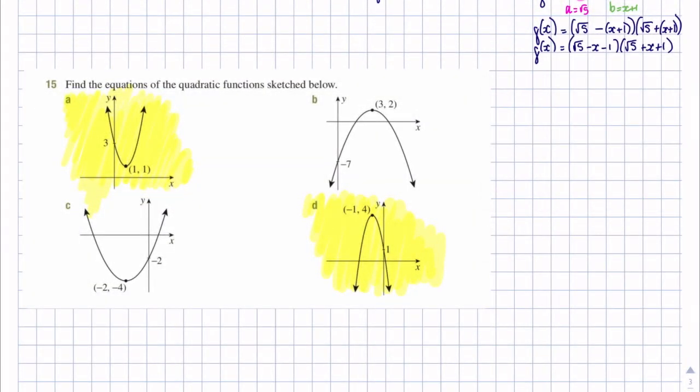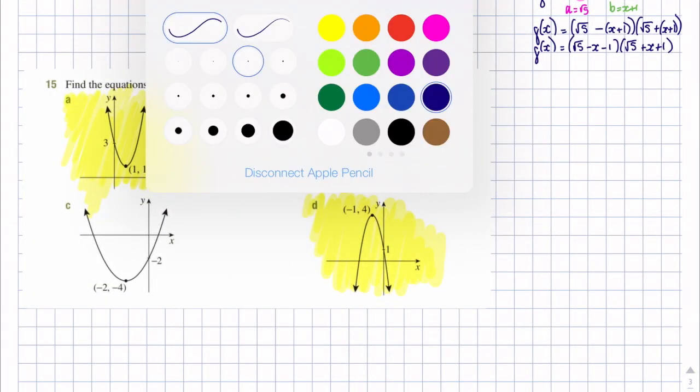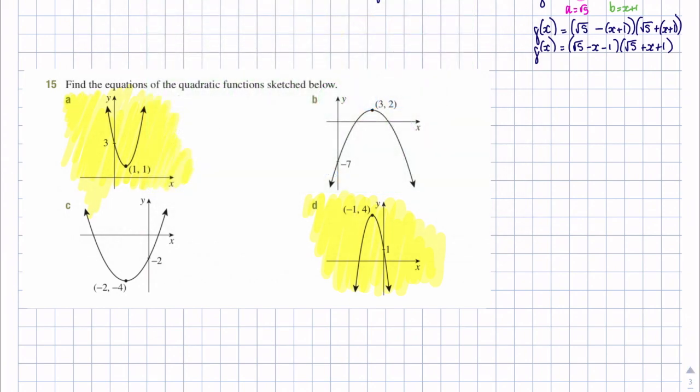Okay, now let's have a look at question 15. Before we do this, I would like to remind you that when we know the turning point, we use the form y equals a outside of x take h, all squared, plus k. Just like when we knew the x-intercepts, we used the form y equals a outside of x take alpha, x take beta, where alpha and beta were the x-intercepts.